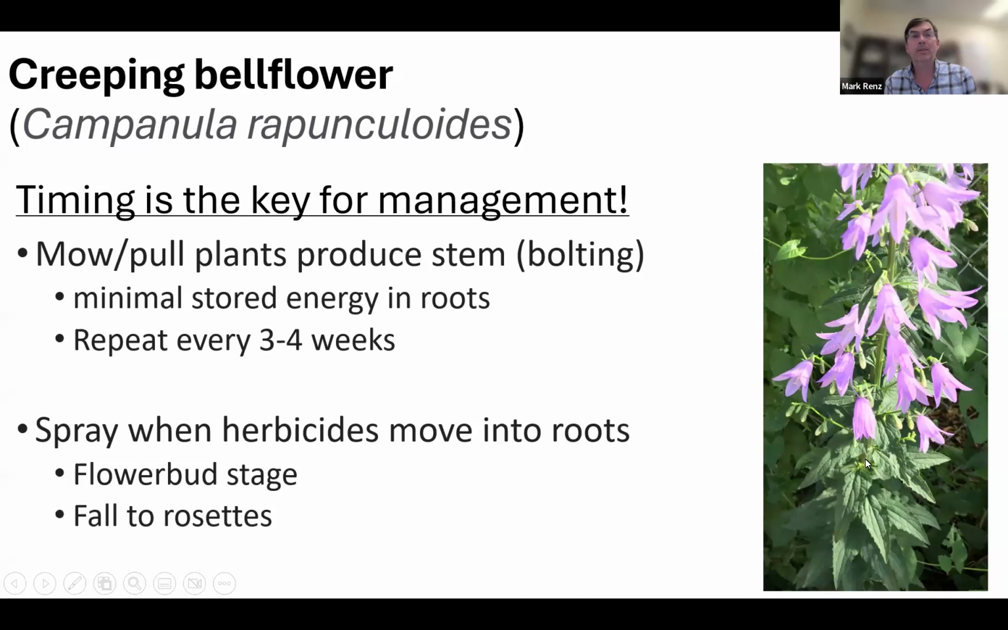Like Canada thistle, the timing is the key for management. We want to wait as well for when that plant is bolting or producing a stem to conduct removal. You'll see there'll be much less stored energy below ground. That plant will resprout, and then in those summer months and into the fall is where we need to, every 3 to 4 weeks, keep that up. That's where adding that mulch can really help. Herbicide applications are less studied than for Canada thistle, but we still think, again, the flower bud stage or the fall are the 2 best timings for application.